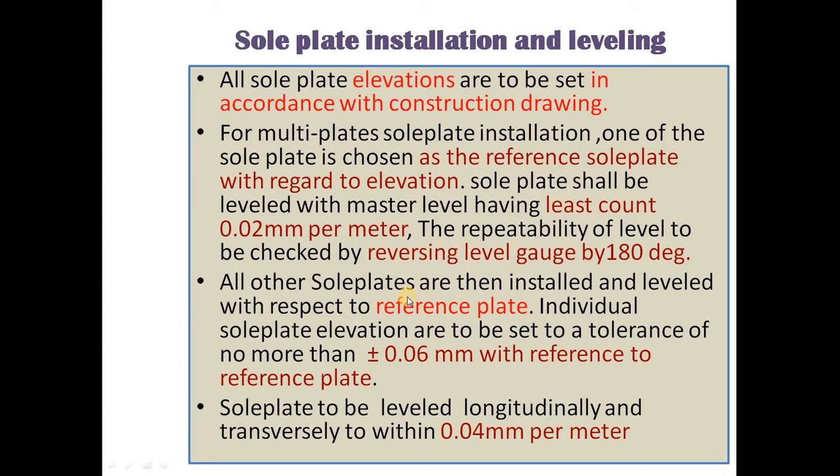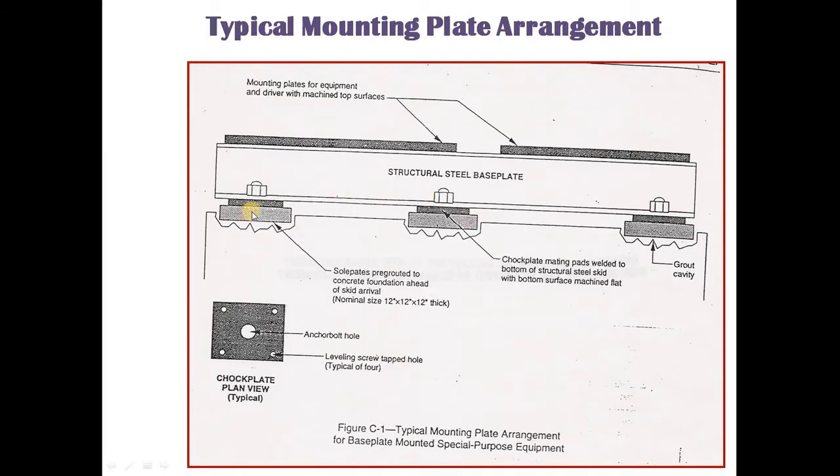Then the other level gauge is to be installed and checked with respect to the reference plate, and the elevation should be within a tolerance of plus minus 0.6, and the leveling of each and every sole plate should be within 0.04 millimeter per meter. These are the sole plates. Once the sole plate leveling is over, we have to grout it, and after drying we can place the machine structure, the machine base plate, over the sole plate.